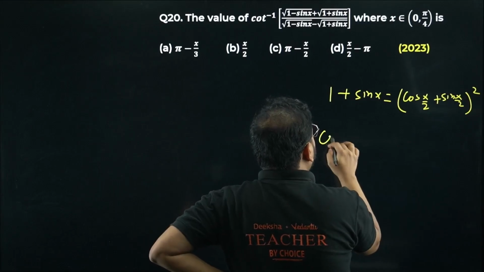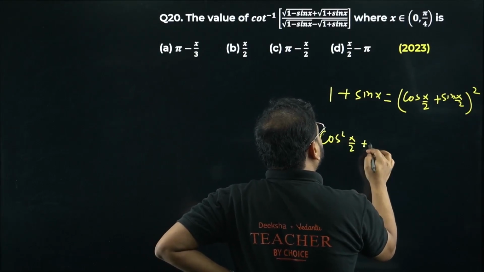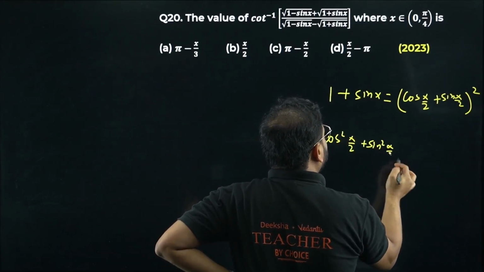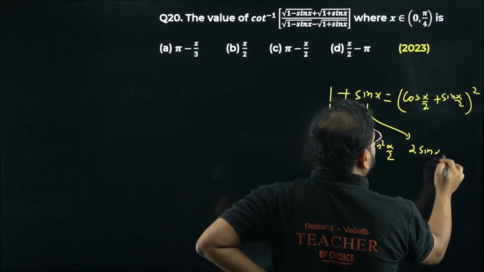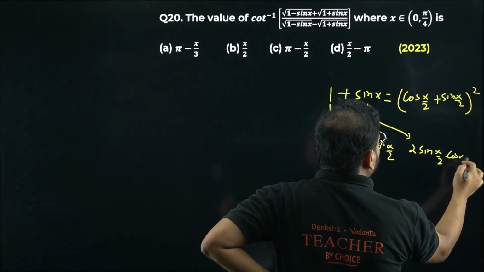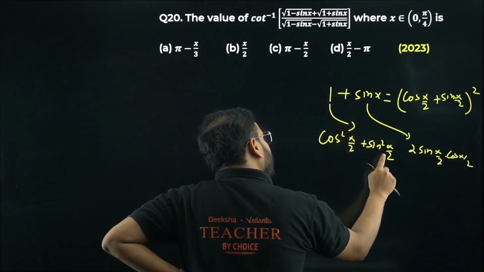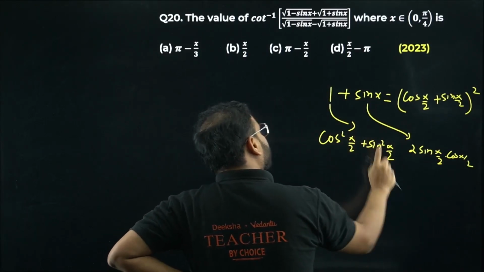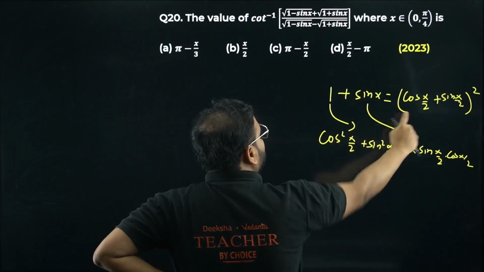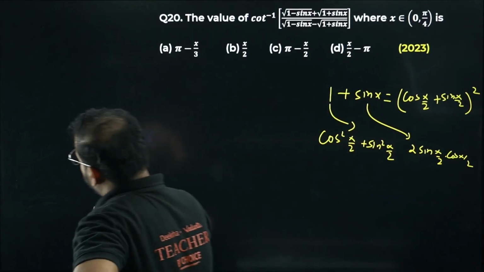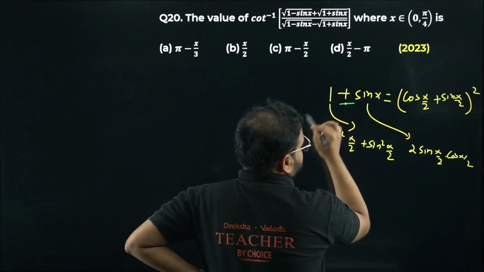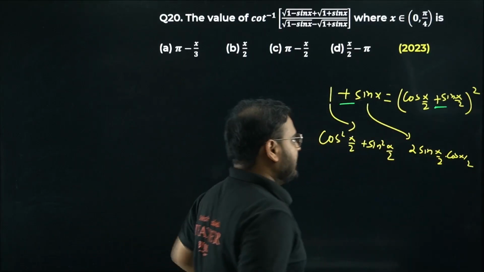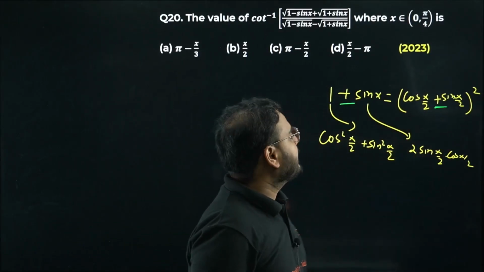Property is there. Remember, cos square x by 2 plus sin square x by 2 for this 1, and for this sin x, what I have is 2 sin x by 2 cos x by 2. Please check. a square plus b square plus 2ab means a plus b the whole square. Similarly, exact same way, if you have a minus sign over here, you'll get a minus sign over here. If this is minus, this also will be minus. So now you can check.